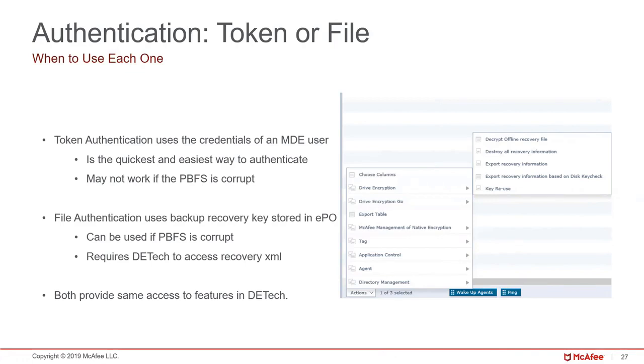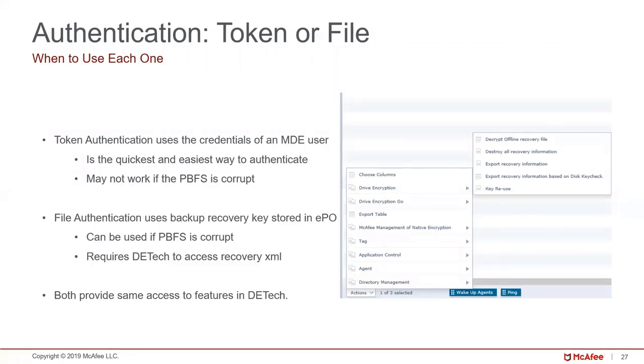Token authentication is the first option available that's listed in the corner in the section for authentication. This utilizes the credentials of a drive encryption user from the pre-boot file system. It's usually the quickest and easiest way to authenticate. The authentication is the same process as if you were authenticating to the pre-boot environment normally. However, this may not work in many recovery cases because the pre-boot file system may not be in proper shape.